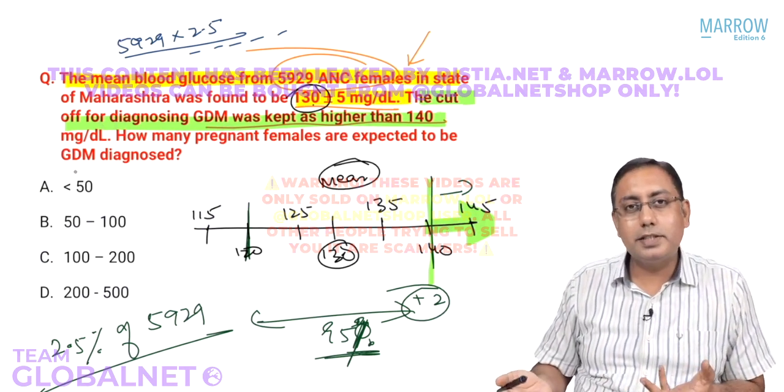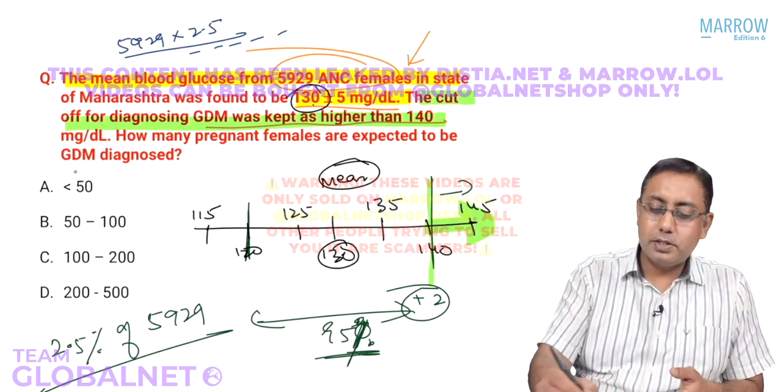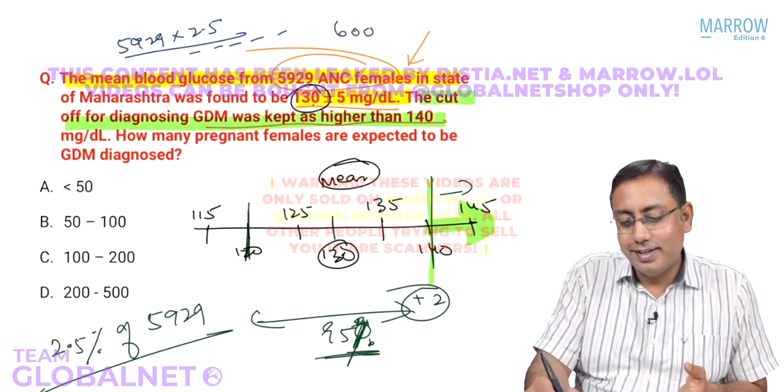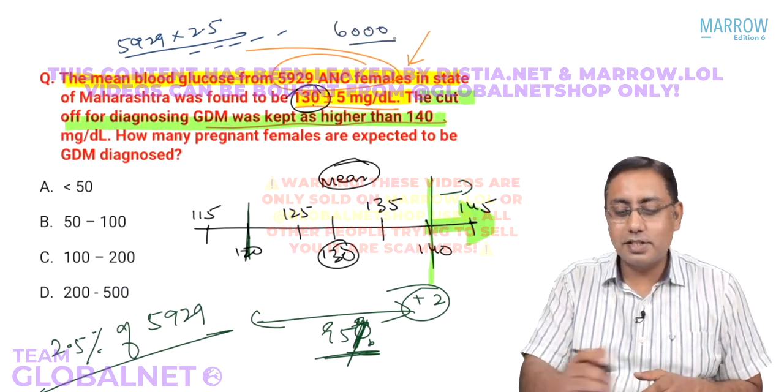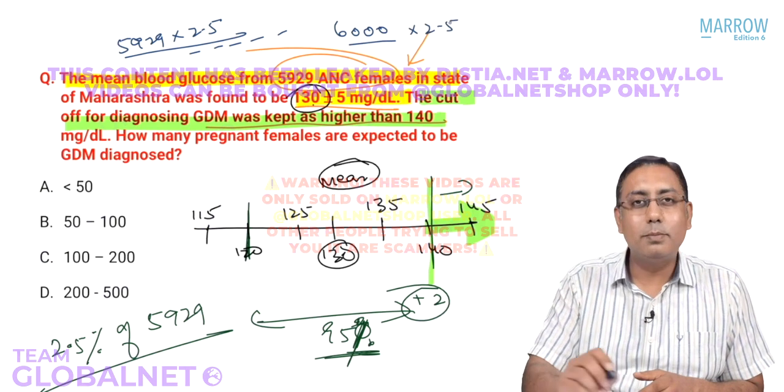Just look at the options at least. If you just look at the options, you can round it off to 6,000, right? So if you round it off to 6,000, 6,000 multiplied by 2.5. So how much will it be?